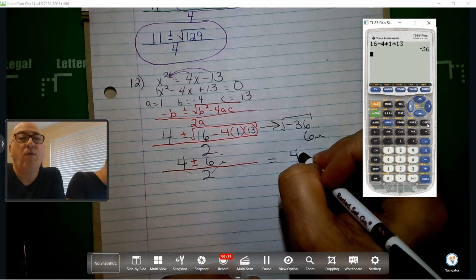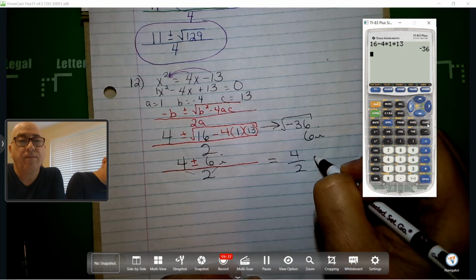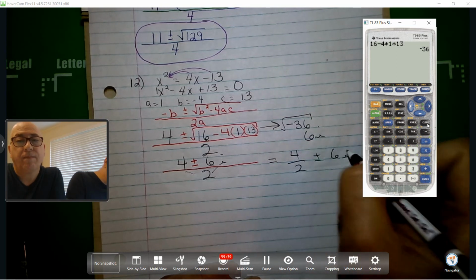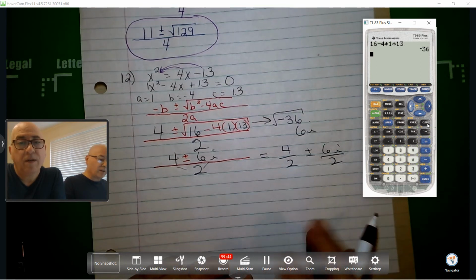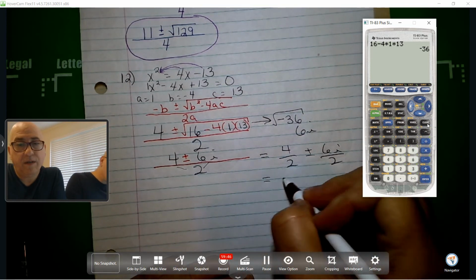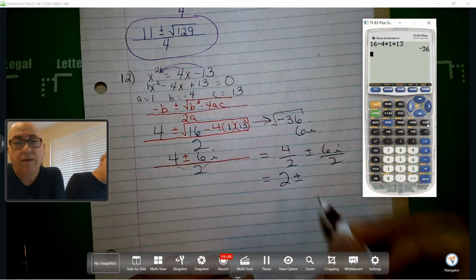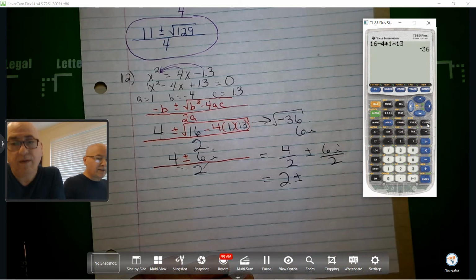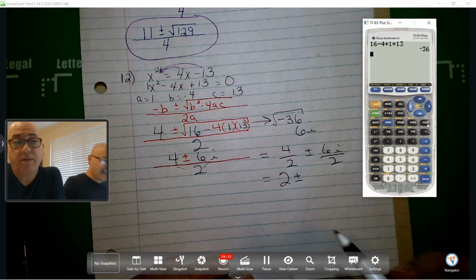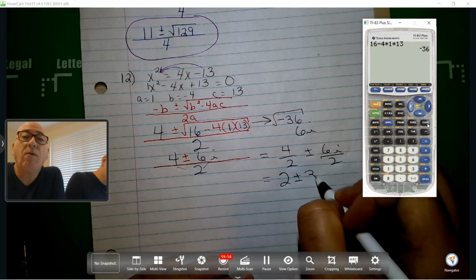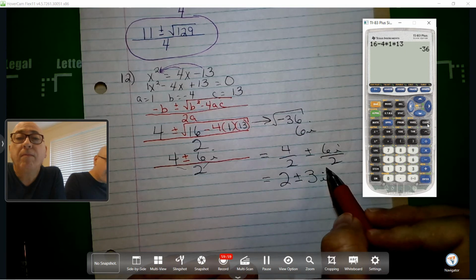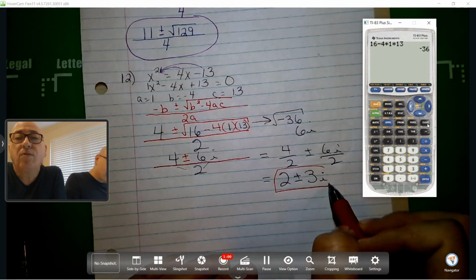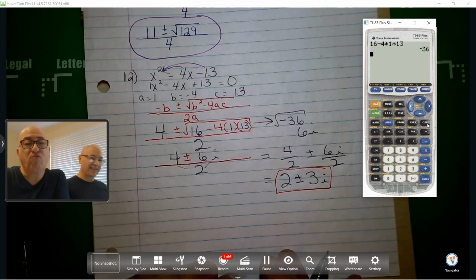So it's 4 over 2 plus or minus 6i over 2. And then we can reduce the fractions individually. 4 divided by 2 is 2, plus or minus 6 divided by 2 is 3. I'm still waiting for the students to answer back, but they can't. But 2 plus or minus 3i.